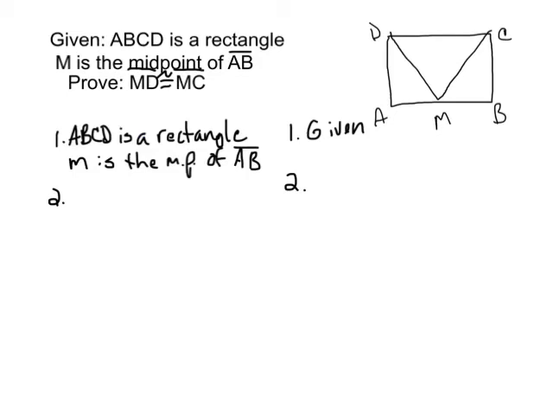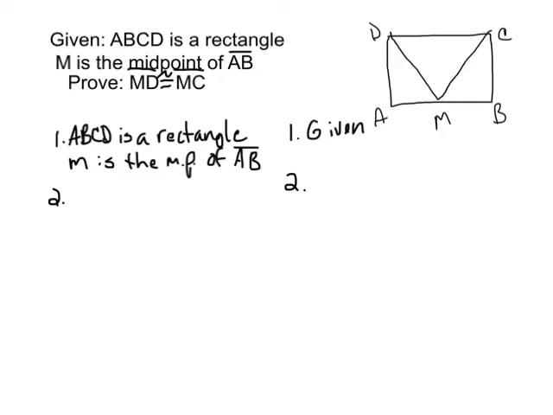So here we have a basic quadrilateral proof. I'm given that ABCD is a rectangle. When I'm given this, that means I can use all the properties of a rectangle. So ABCD is a rectangle, M is the midpoint of AB, and I want to prove that MD is congruent to MC.